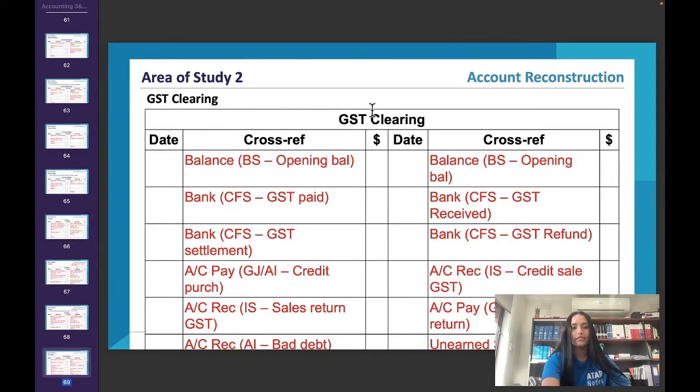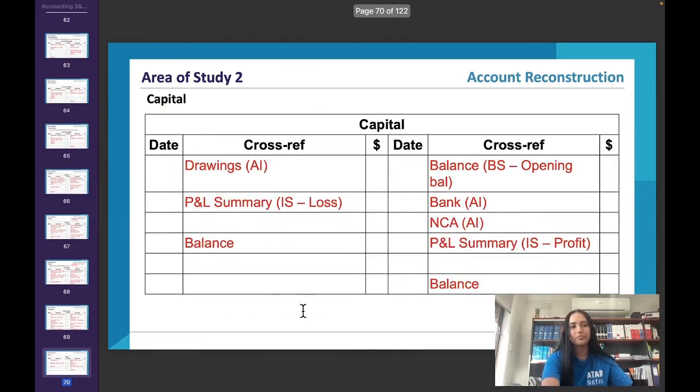GST clearing reconstruction is a little bit tricky. So really make sure that you know the expected transactions, because with GST clearing, sometimes the cross references are a bit confusing because bank could be GST received, it could be a GST refund. Bank on the debit side could be GST paid, or it could be GST settlement. Stuff like that. If the cross reference is accounts receivable, it could be a sales return, but it could also be bad debts. Stuff like that. So just really knowing the transactions.